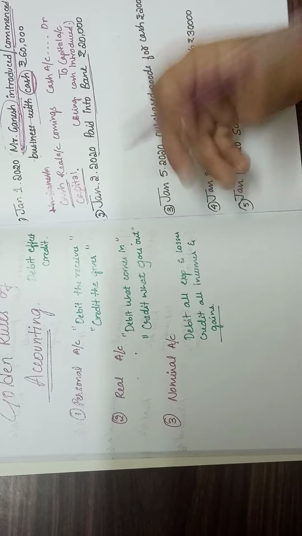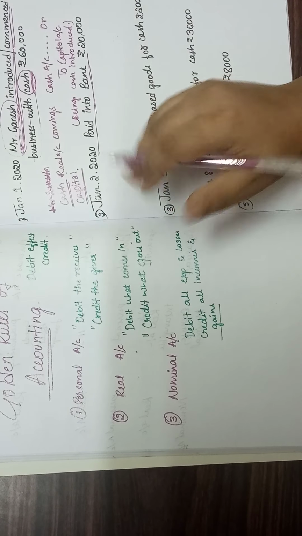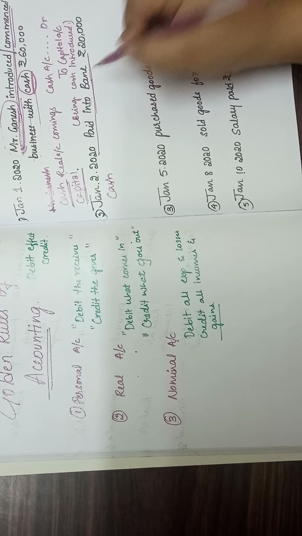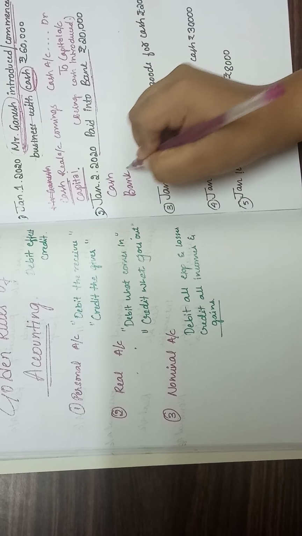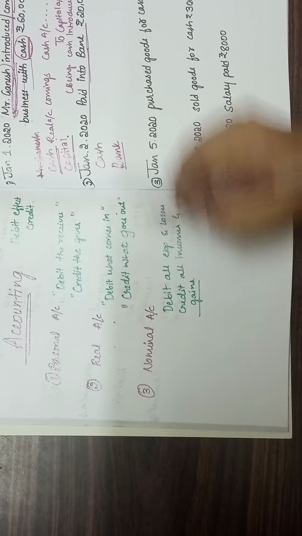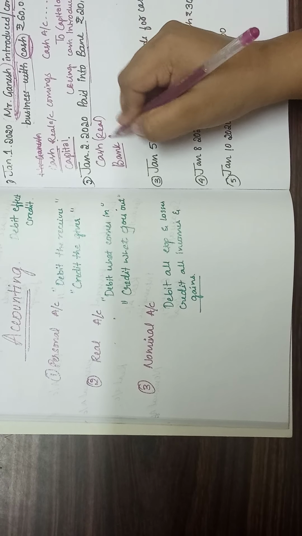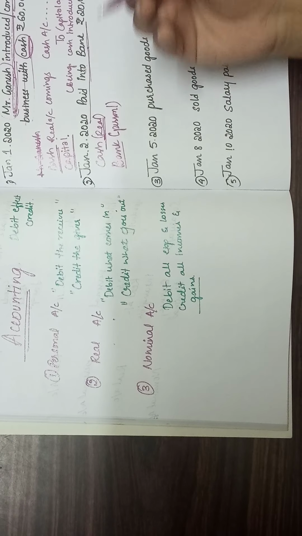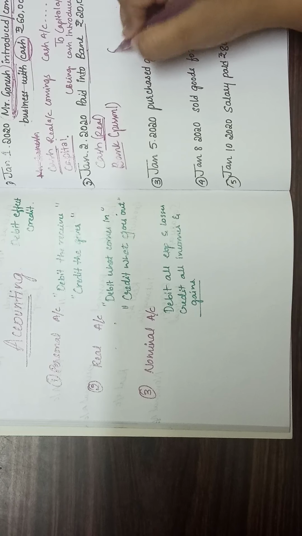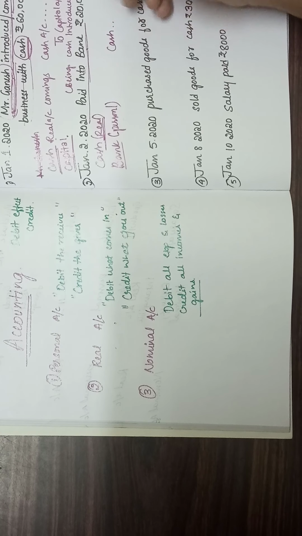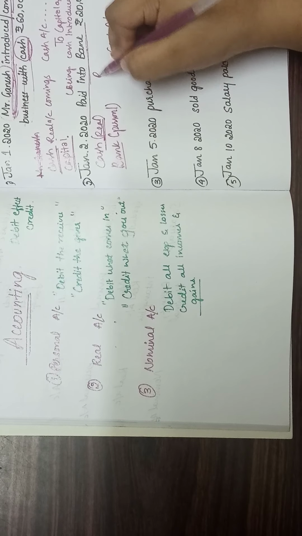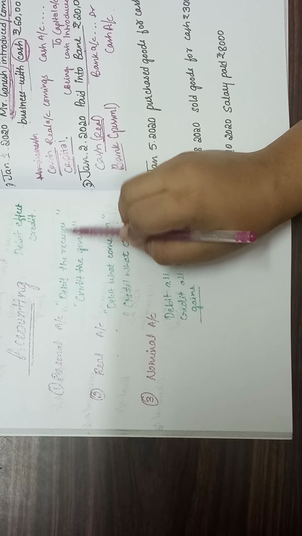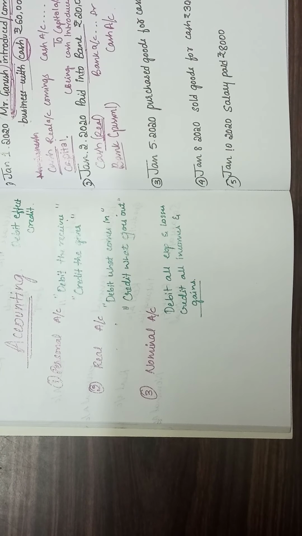So what is paid to the bank? We cannot simply pay anything, right? There should be something. We have paid cash, and to where have we paid? To the bank. So cash is a real account and we know that bank is a personal account. We are giving the cash, so credit what goes out. The cash comes to the credit side and bank goes to the debit side. Why is bank on the debit side? Because debit the receiver. The bank is receiving the amount.